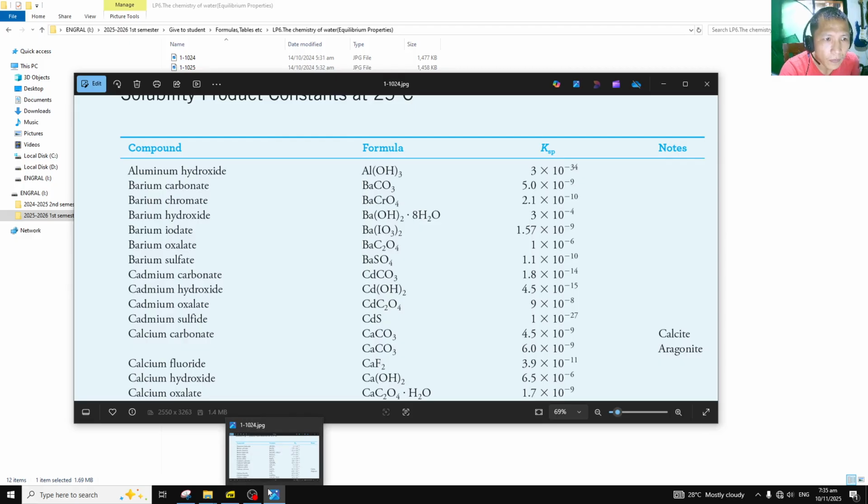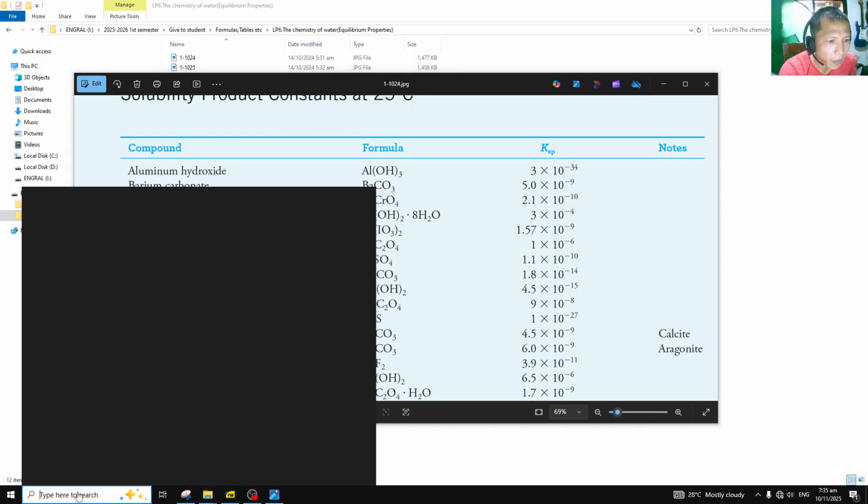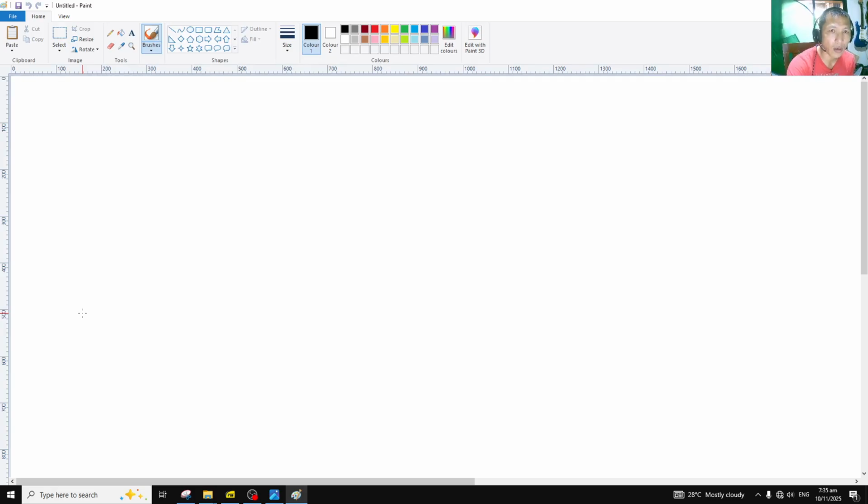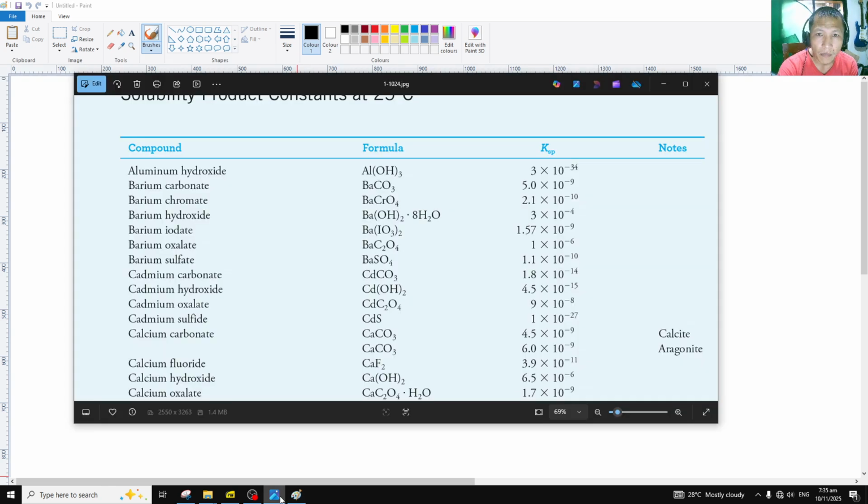1.57 times 10 to the negative 9. May I pull up paint where I can put my solution? So, barium iodate has a KSP. So, basically, it's an insoluble substance, or insoluble, but it actually has a solubility. That's why it's included in the solubility product. But it is small. The larger your negative exponent, the smaller it is.